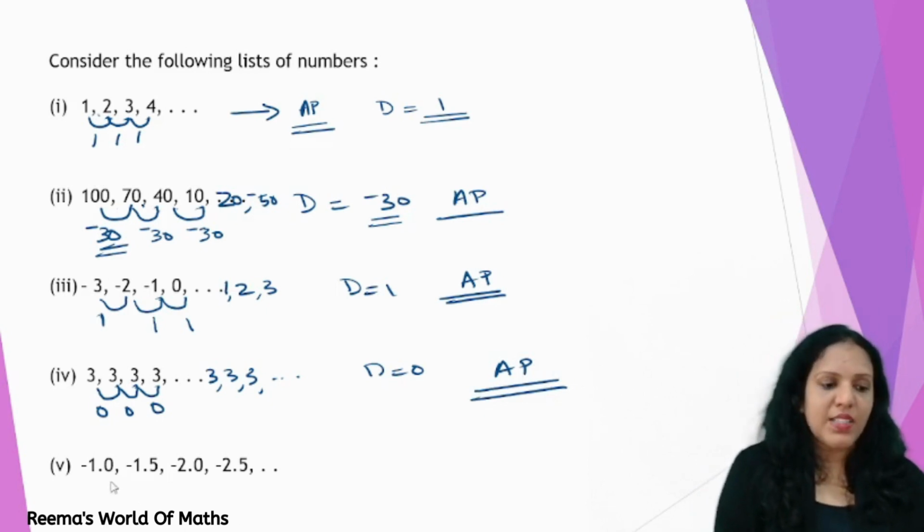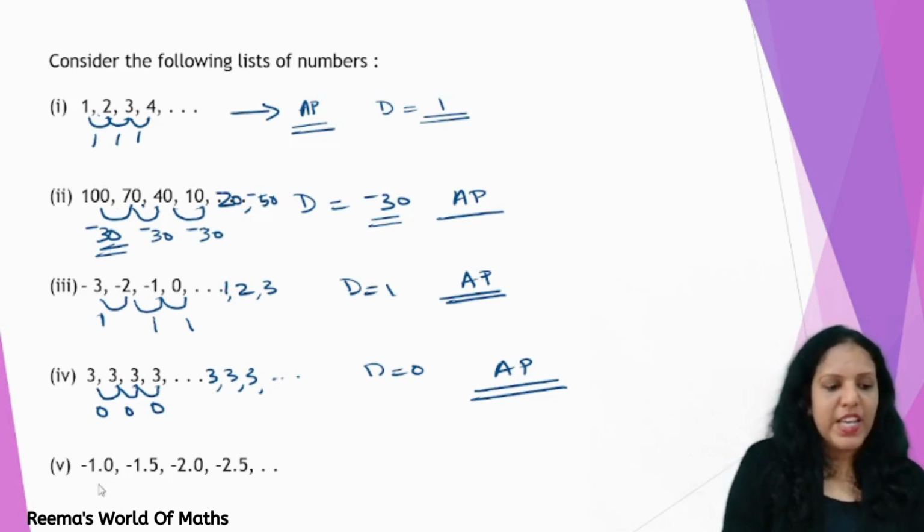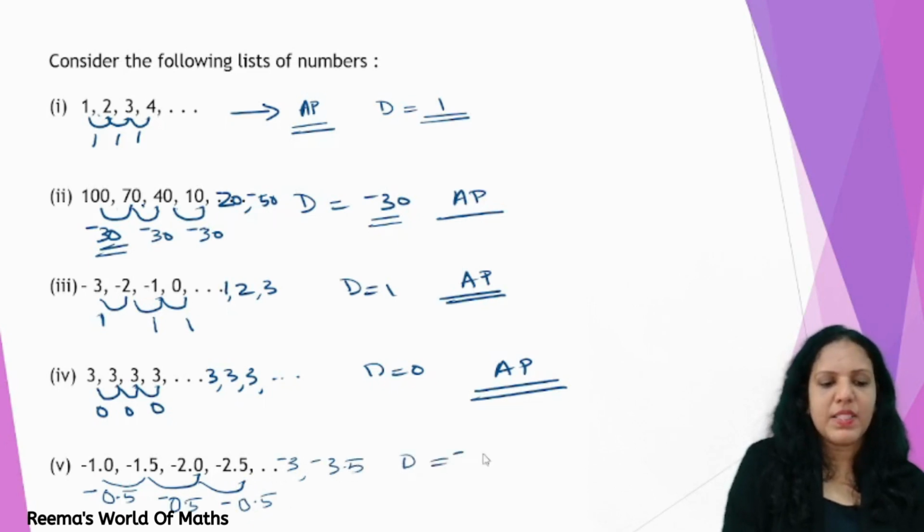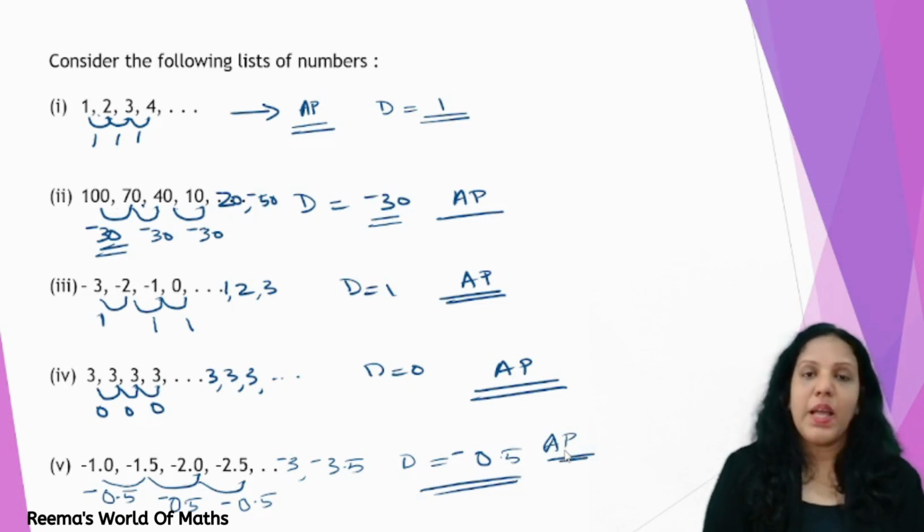Now let's see the last list of numbers, which is minus 1, minus 1.5, minus 2, minus 2.5. Here the common difference is minus 0.5, from minus 1 to minus 1.5. Again, minus 1.5 to minus 2 is minus 0.5. Again here it is minus 0.5. So the next ones will be minus 3, minus 3.5, and the common difference here is minus 0.5, and this also forms an AP. This list of numbers is also an arithmetic progression.